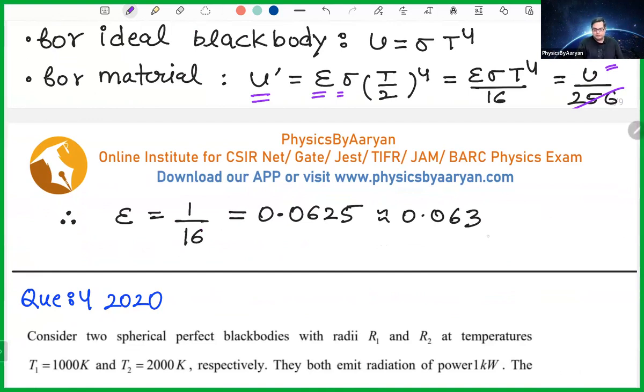Clear? So I hope this is clear. And yeah, please, any doubt in this one, let me know. Yeah, is it clear or any queries?